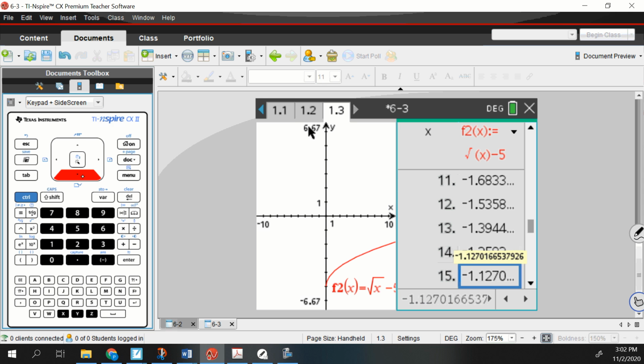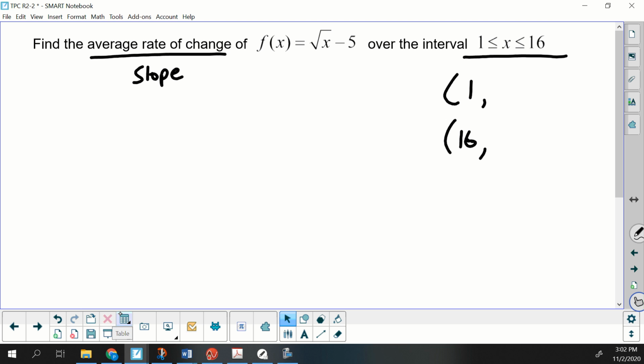And we'll go a ways down to 16, where we have negative 1. So negative 4 and negative 1 were our two y values. Well, now that we have our points, we can just do our slope. We'll do y2 minus y1 over x2 minus x1.